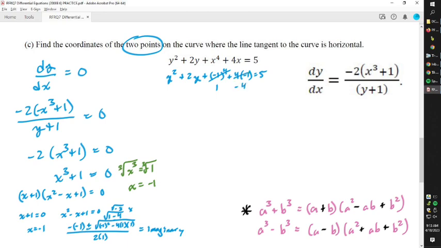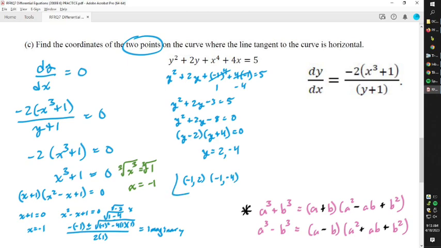A little bit of algebra would give us a quadratic, and then we have to factor it, and then we solve it. We get y equals 2 and negative 4. So that means we got our 2 points. We got (-1, 2) and (-1, -4). Those are our 2 points where the tangent line is horizontal.